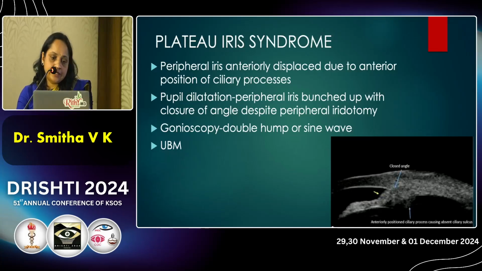Plateau iris syndrome usually occurs in young people. If the patient gets acute attacks even after laser PI, then you have to suspect plateau iris syndrome. Here the anteriorly positioned ciliary processes push the peripheral iris anteriorly, and it gets punched up and leads to closure of the angle. Gonioscopy shows a double hump or sine wave sign, and UBM is confirmatory.